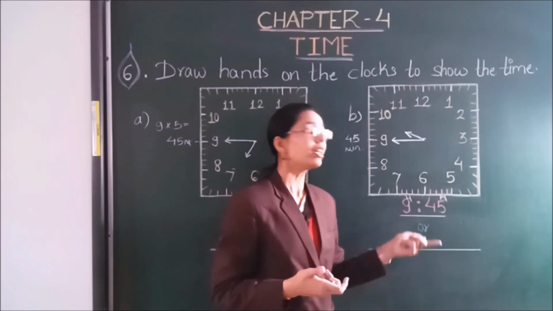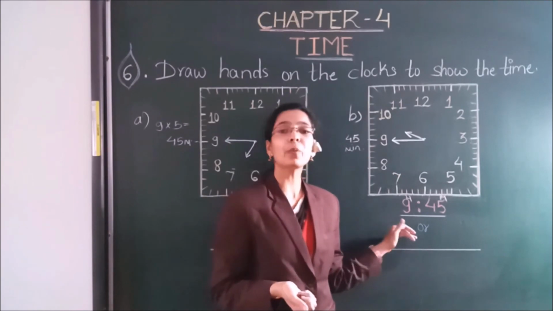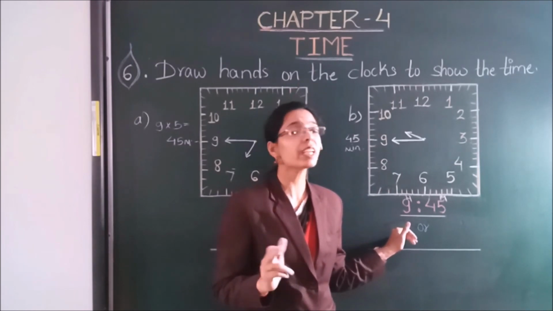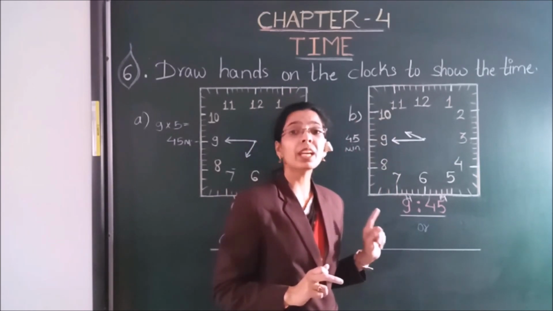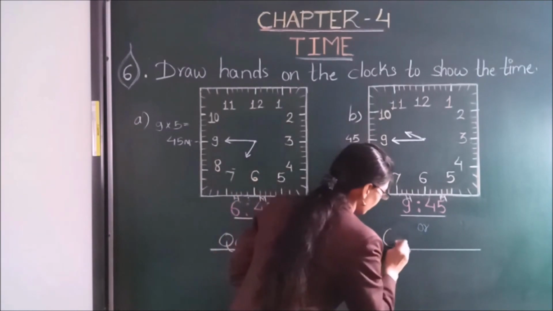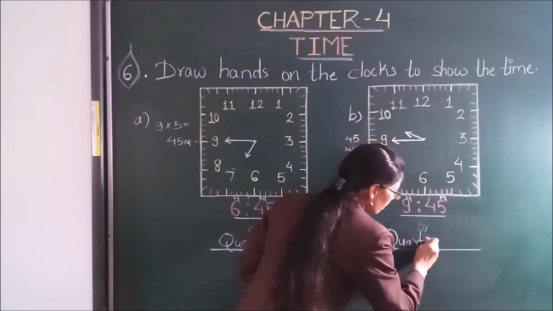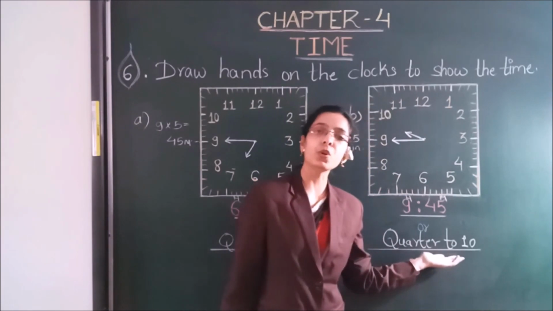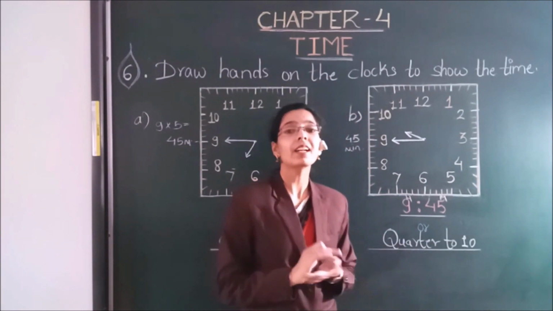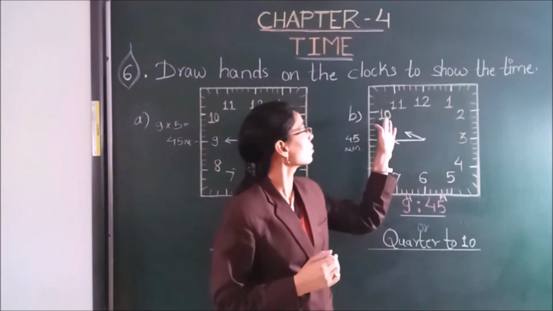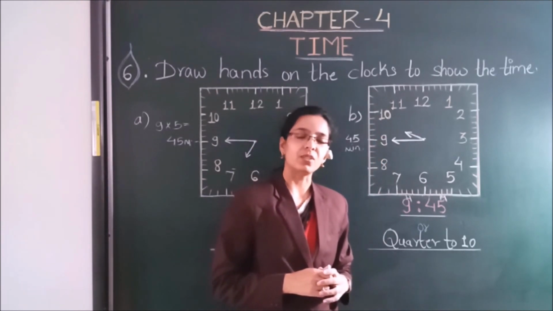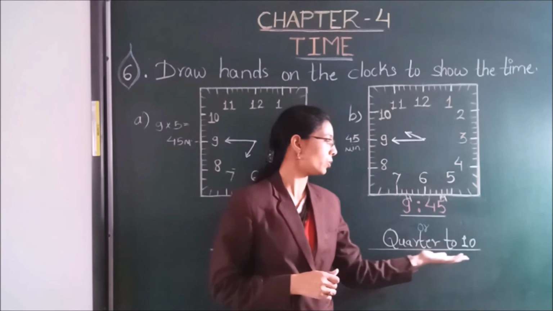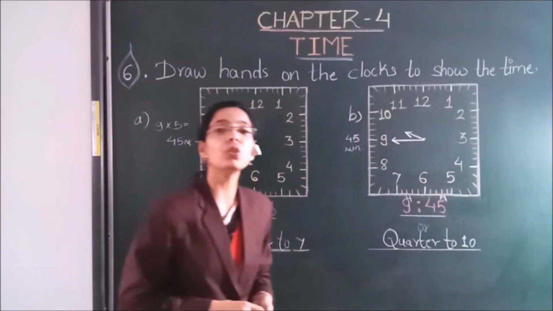So 9:45, or tell me how we will write it in another way, because it has crossed 9. The hour hand has crossed 9 and is about to reach 10. Yes, so we will write here quarter to 10. Because children, this hour hand has crossed 9 and is about to reach 10. Yes, that is why we have written here 10. So our time is 9:45 or quarter to 10. In this way, you have to draw hands on the clock.